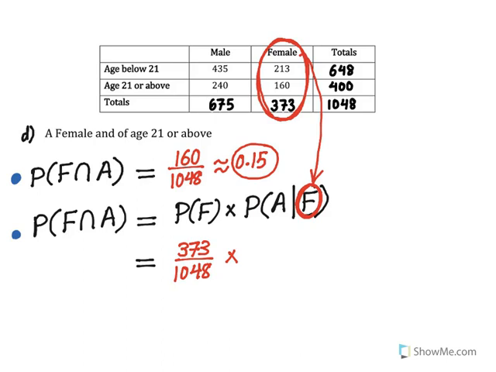In this case, females are written in a column. So now, in this column, how many of them are above 21? You will see that there are 160 out of the total number of females, which is 373. So you can write here, this is times 160 divided by 373. And if you know simple algebra, you know that this number will cancel with this number because we are multiplying.